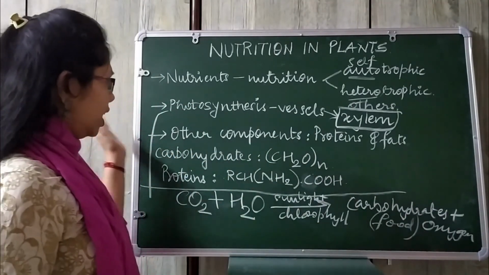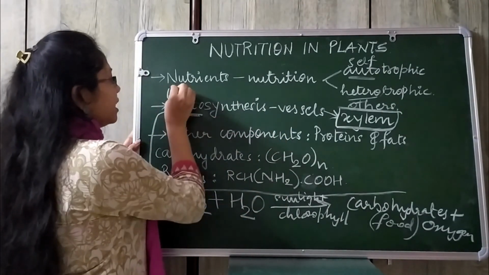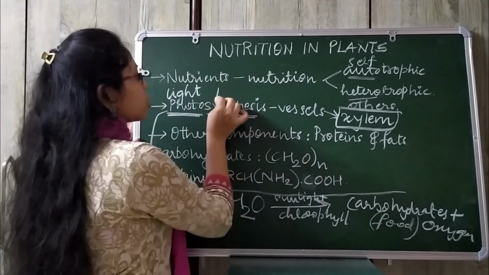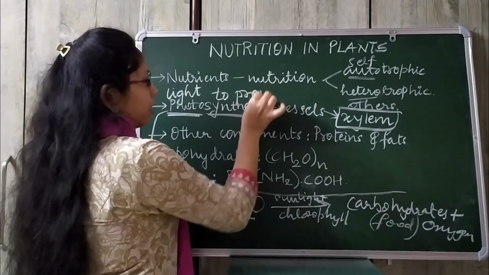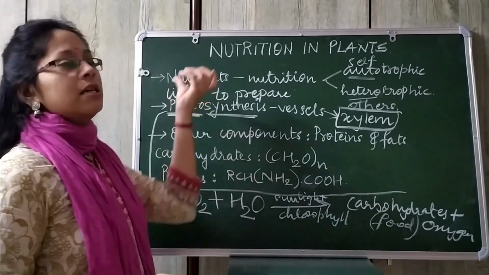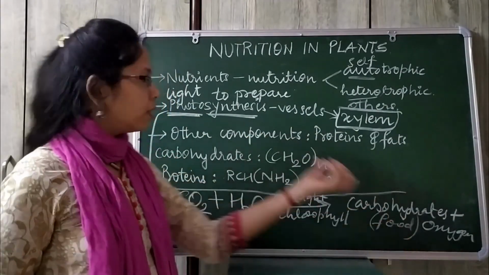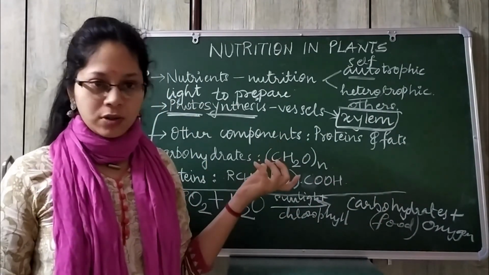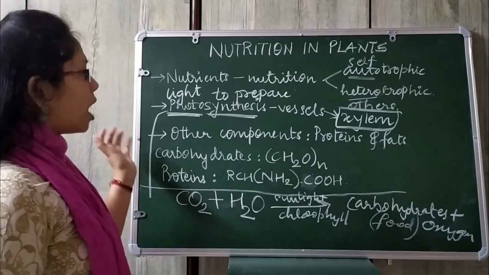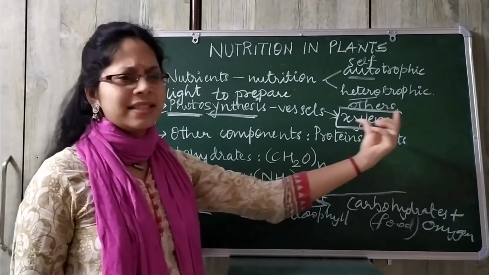Okay. Now why is this called photosynthesis? Because photo means light. Okay. And synthesis means to prepare. Okay. A process in which light is used to prepare something. Something means what? Food. That is called your photosynthesis. Understood? Now let's come to other point, that is other components which are formed. That is proteins and fats.